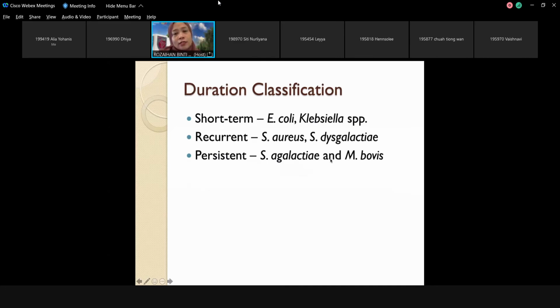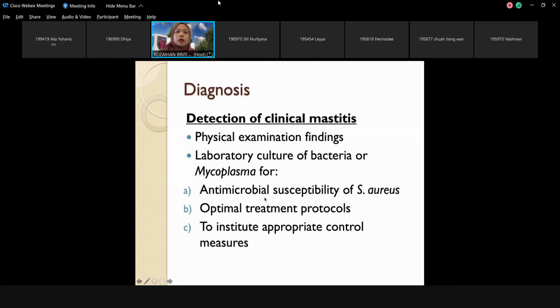Or it can also be classified according to the duration. If it's short term, it's usually caused by these environmental pathogens like E. coli, Klebsiella. If it's recurrent, usually it is caused by the contagious pathogens such as Staphylococcus aureus, Streptococcus dysgalactiae. And if it's persistent, it can be caused by this kind of pathogens.